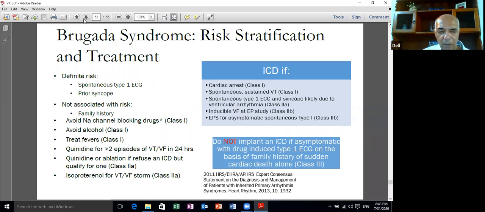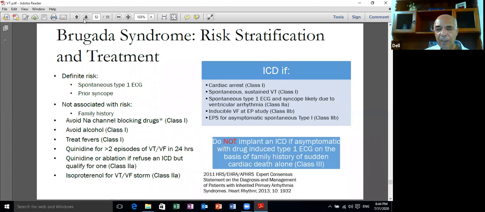Isoproterenol is sometimes used to decrease the dispersion in refractoriness. But what is the indication of ICD? Cardiac arrest, spontaneous ventricular tachycardia, spontaneous type 1 ECG pattern with syncope. And as I told you, we now have an indication for inducing ventricular tachycardia and ventricular fibrillation during an EP study in patients with asymptomatic type 1, and this is a class 2B recommendation.